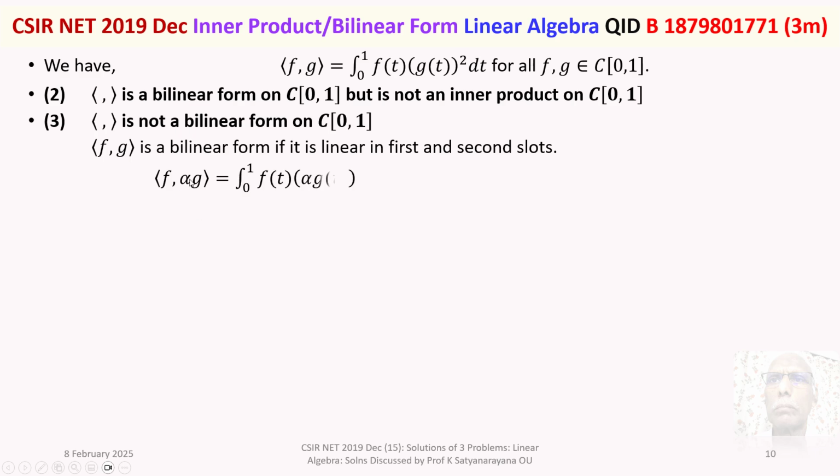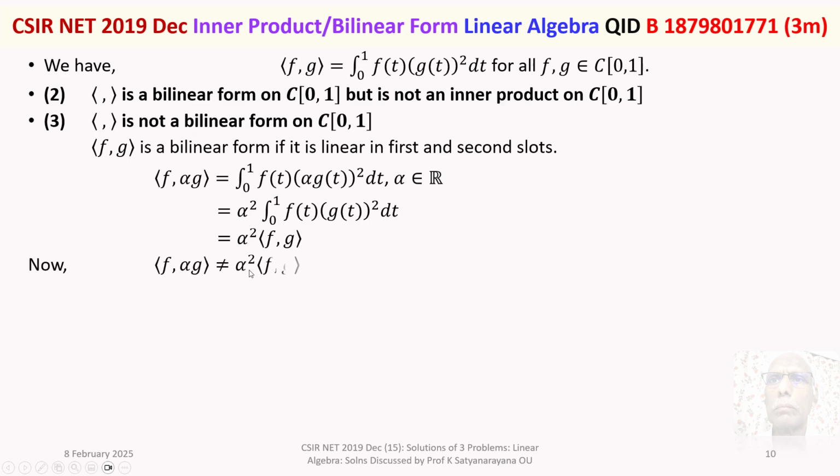Now we take the homogeneity in the second slot. That is bracket f comma alpha g, where alpha is a real number. By definition, it is integral 0 to 1 f of t into, in brackets, alpha g of t whole square dt. Alpha is a real number. And that is alpha into g of t whole square is alpha square g(t) square. Alpha square being a constant, it will come out. And that is equal to alpha square into integral 0 to 1 f of t g(t) square dt. That is alpha square into the bracket f comma g.